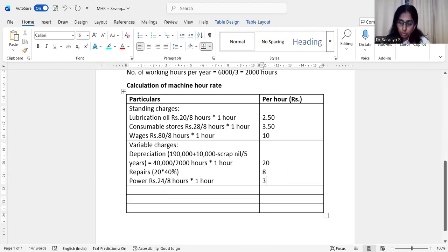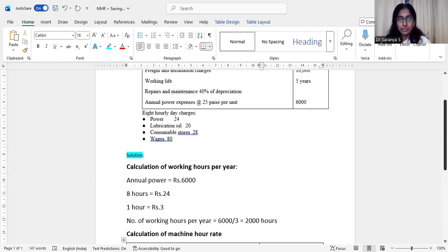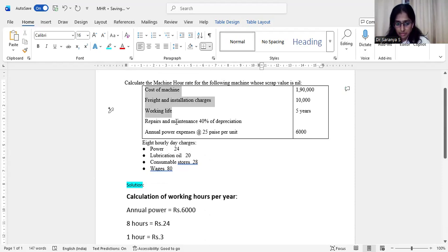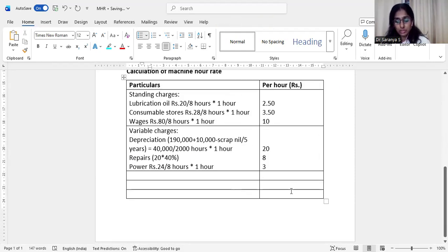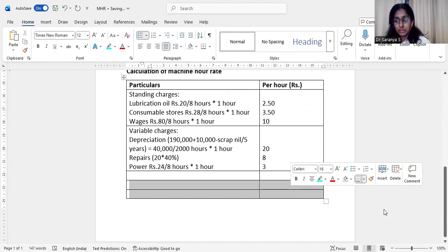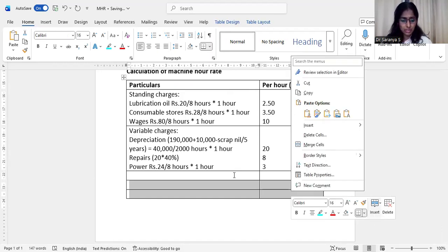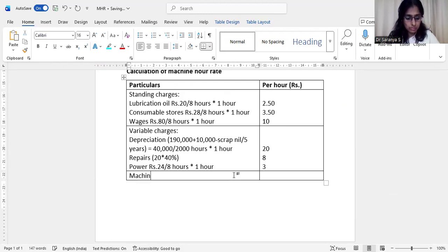Okay, so just go through the question to check whether we have done all the items or not. Depreciation is done, repairs is done, power is done, lubrication oil, consumable stores, and wages are done. So we are done with the table. Now we will find out the total. That total will be the machine hour rate. So machine hour rate equals 10 plus 15, 16, then 28 plus 3, so it is 47. So standing charges and variable charges, just add them, and you will get the machine hour rate.